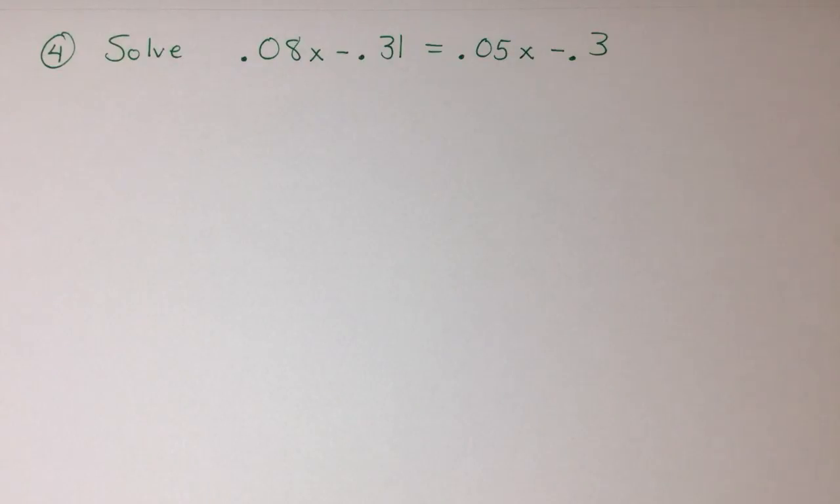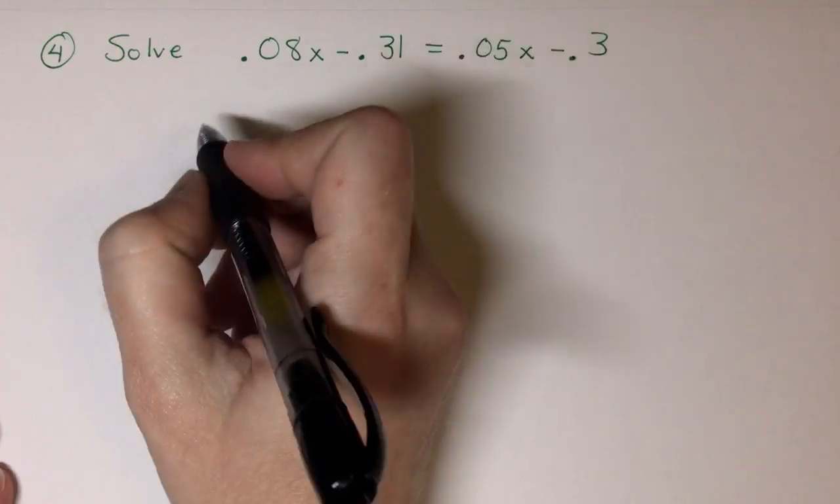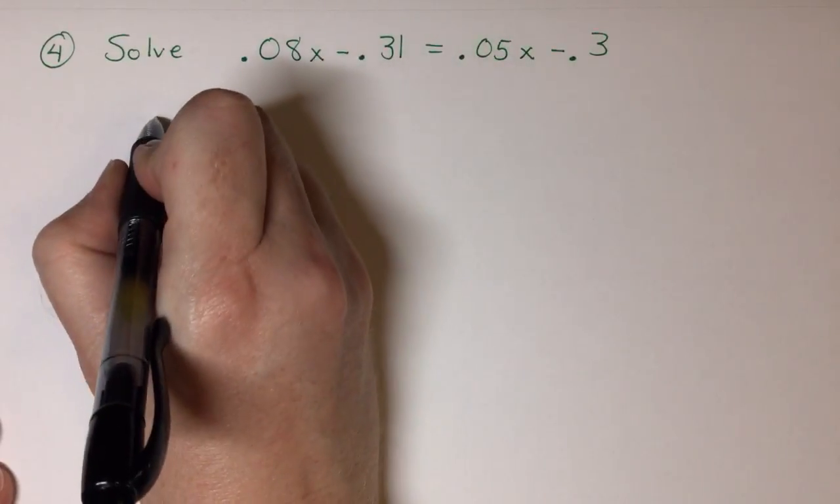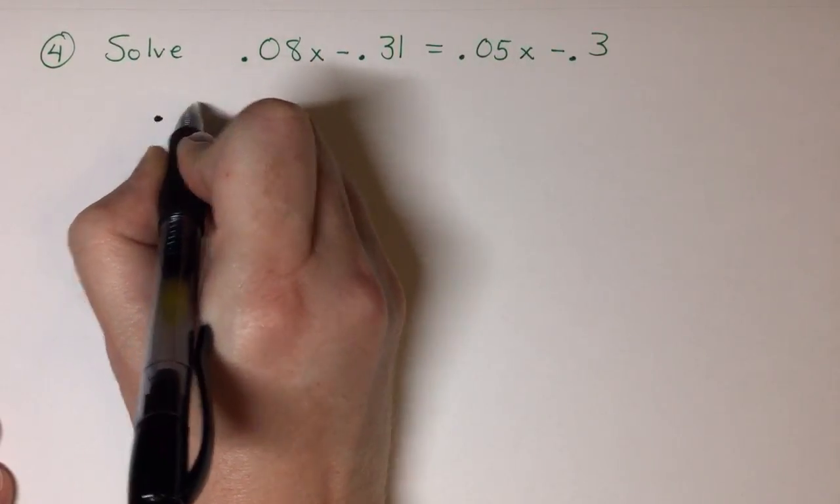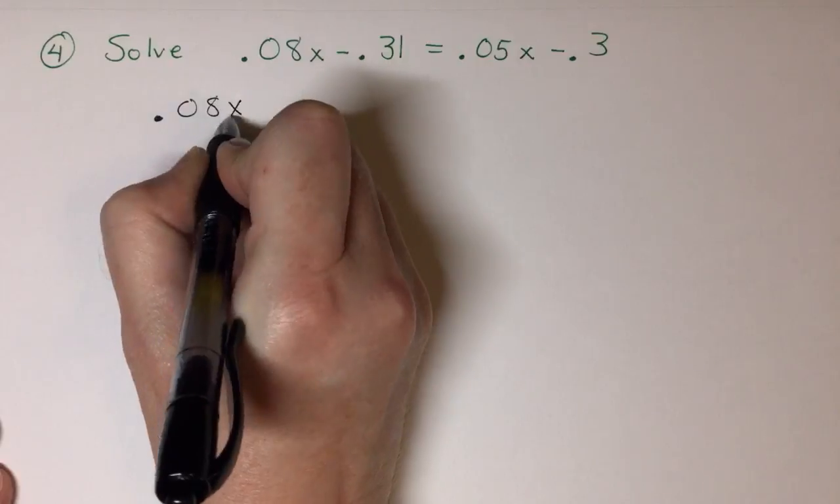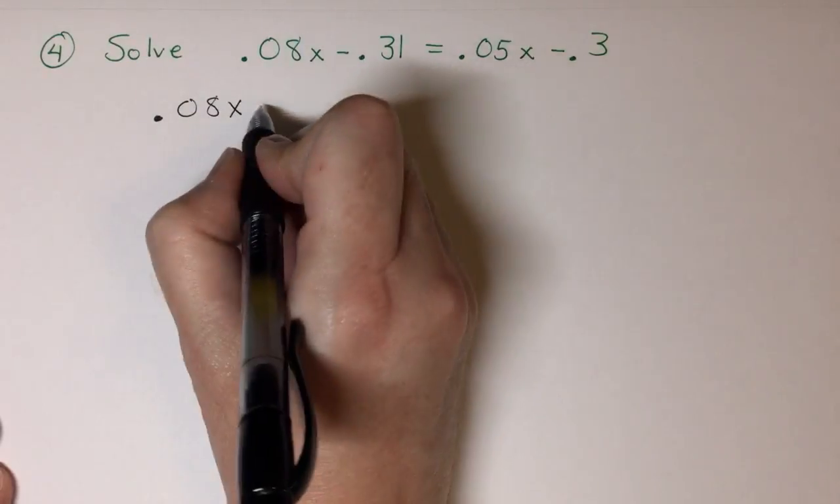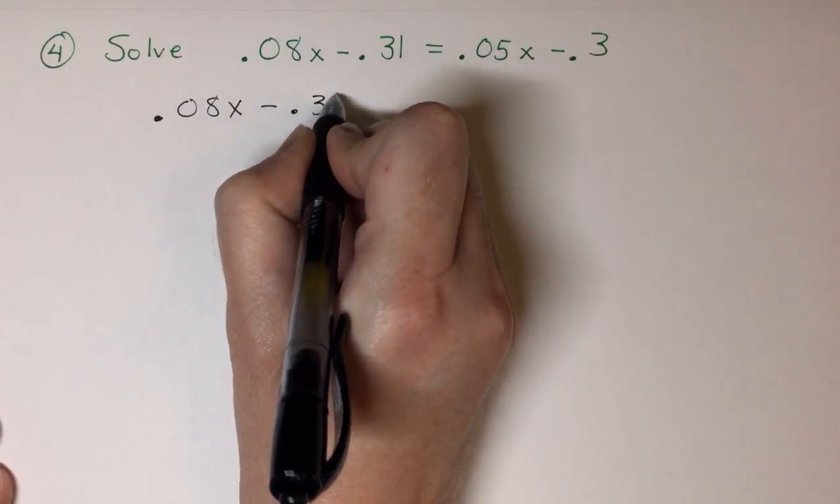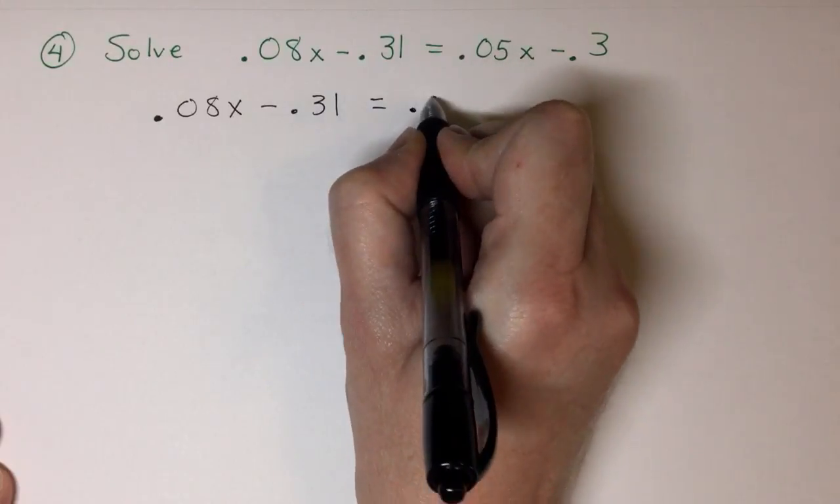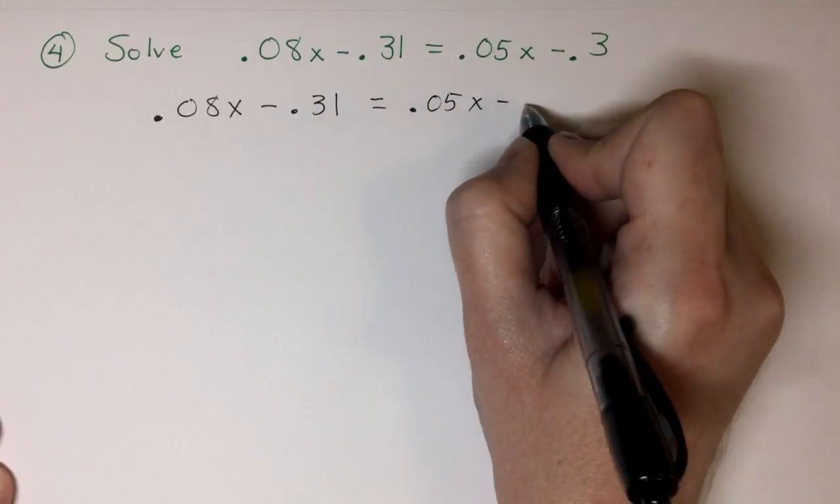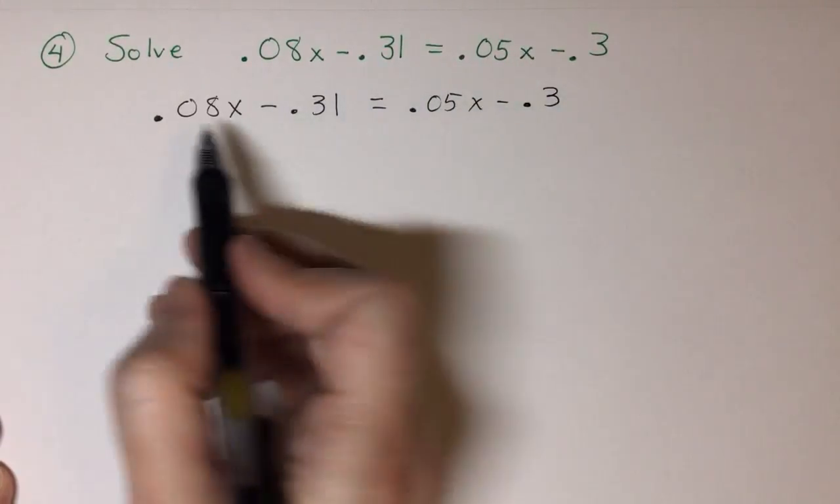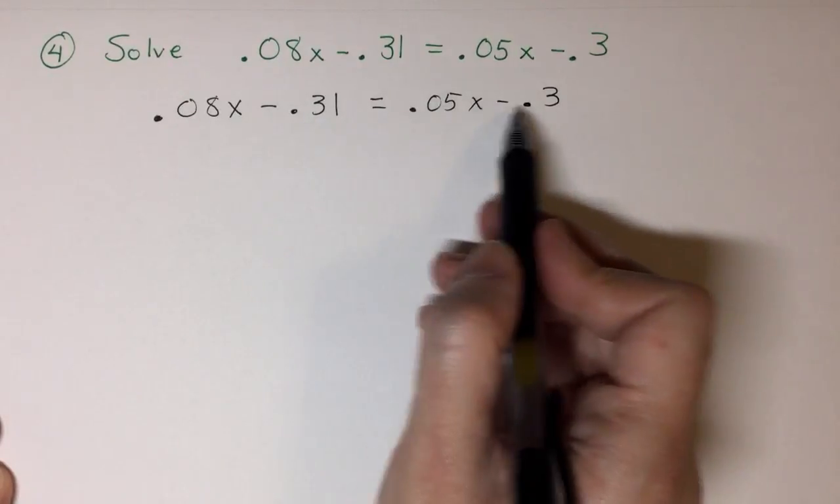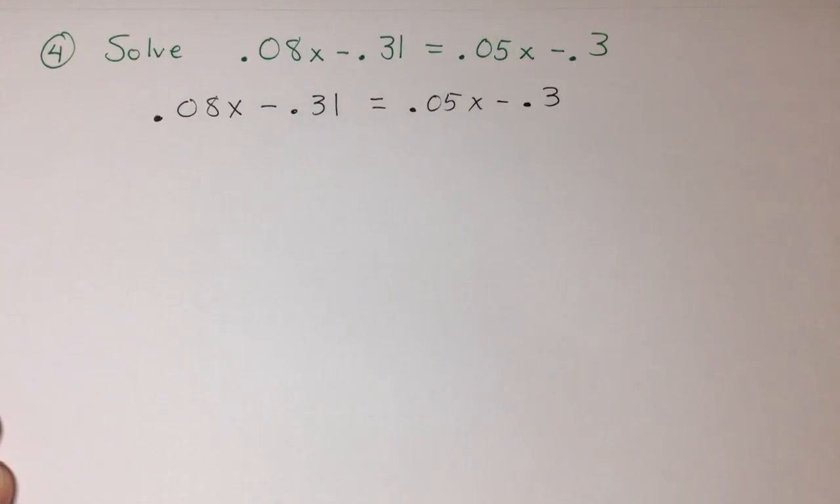And finally, more decimals. Well, remember, a decimal is nothing more than a fraction with a denominator of a power of 10. So 0.08x really means 8/100ths. Minus 0.31, equals 0.05x, minus 0.3. The most places I have behind a decimal is 2.